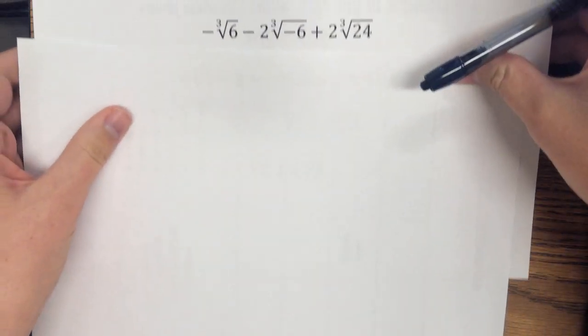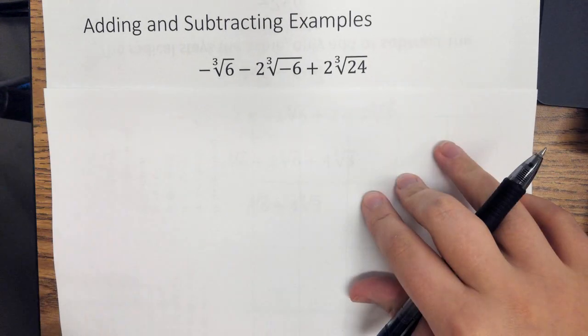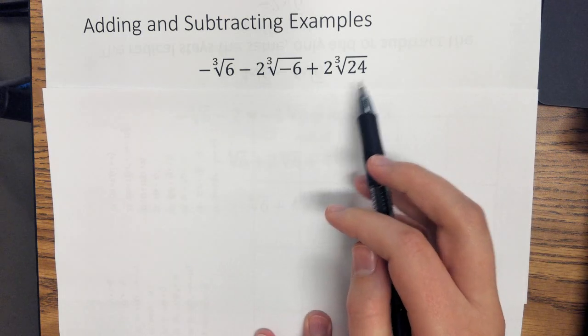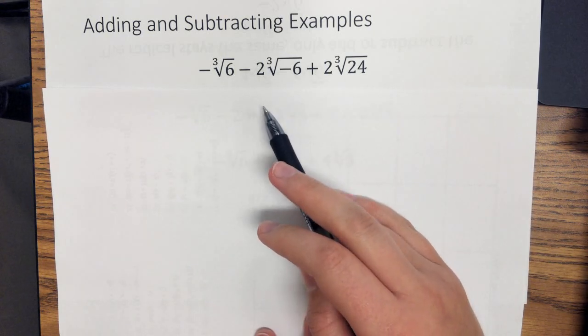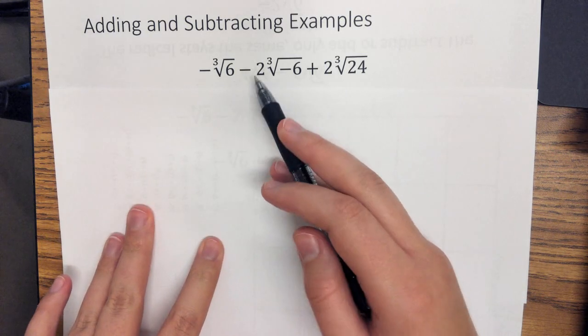Let's do another example. This is the same idea. We're still adding and subtracting, but now they're cube roots. And again, right now, I don't have like terms. They're all cube roots, but they don't have the same number underneath, so I need to do a little bit of simplifying. Now this one isn't going to simplify really at all.